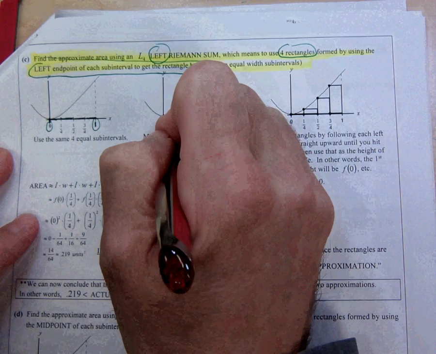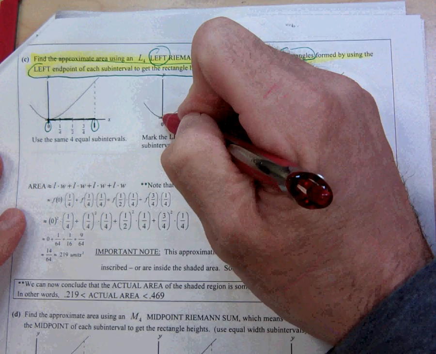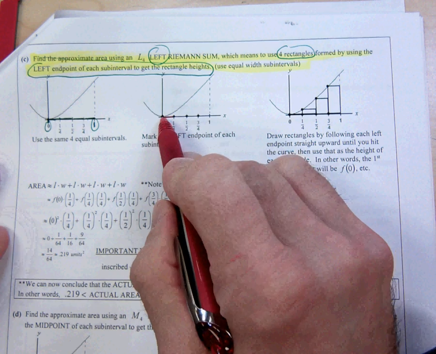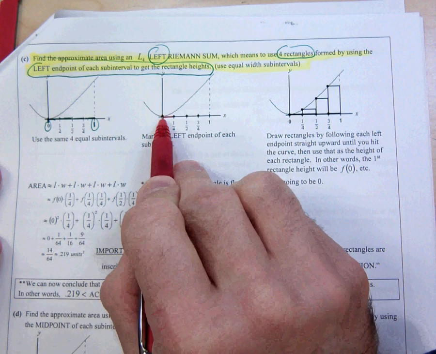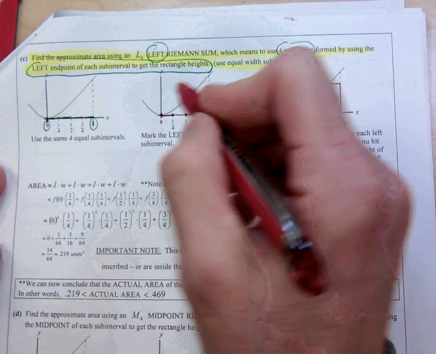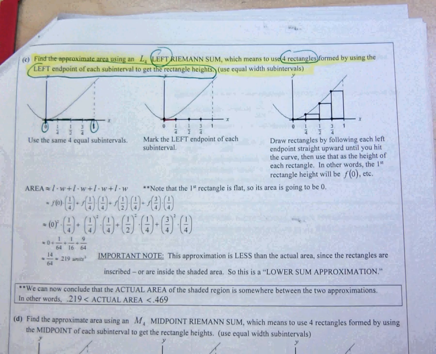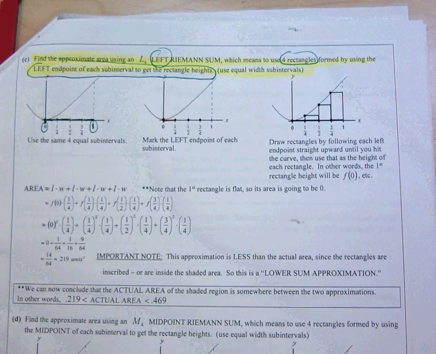Here is the first subinterval. If I take the left endpoint and I follow it up till it hits the curve, I get a y value of 0. So the first rectangle is actually flat. It doesn't have a height. Okay, again, that first rectangle does not have a height. It's flat.